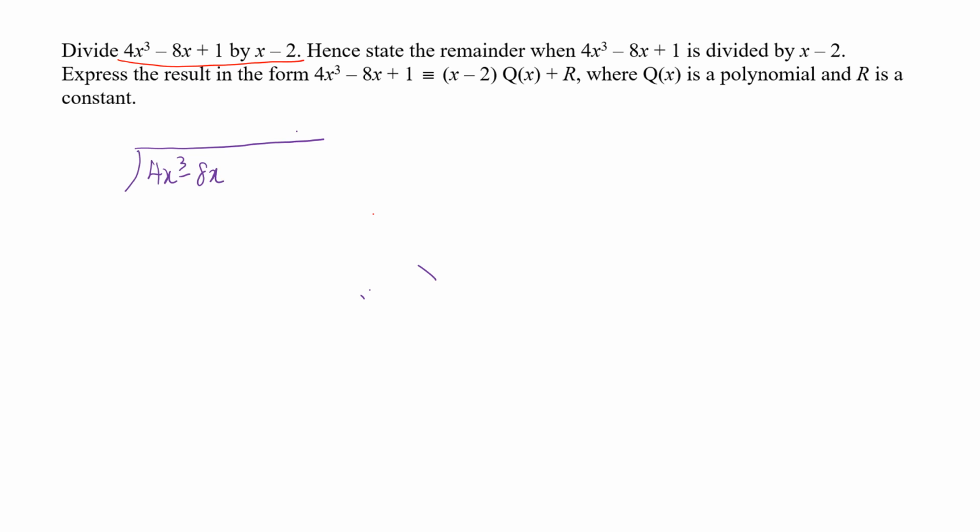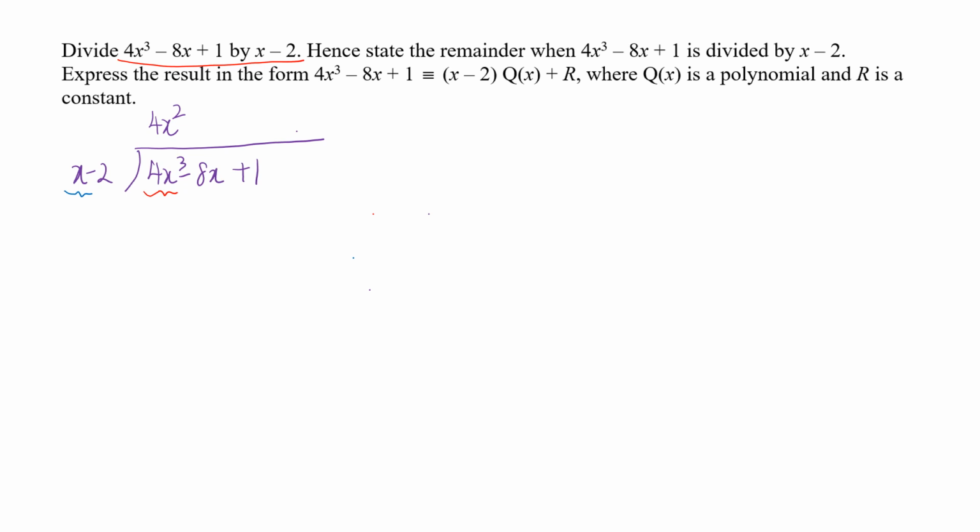Basically, your 4x cubed minus 8x plus 1 is your dividend, and your x minus 2 is your divisor. I'm very quickly going to go through the steps again. What's the first step? The first step is to take the first term of your dividend and divide it by the first term of your divisor. So 4x cubed divided by x will give you 4x squared.